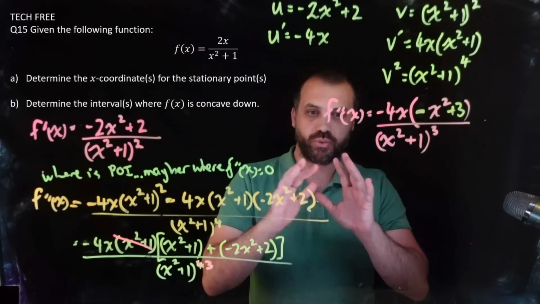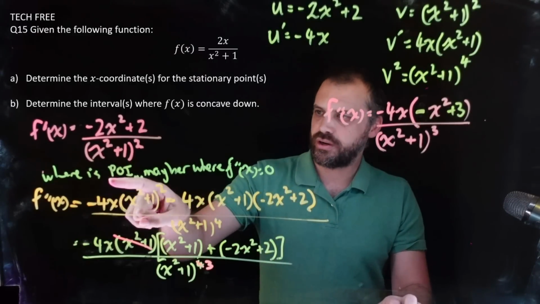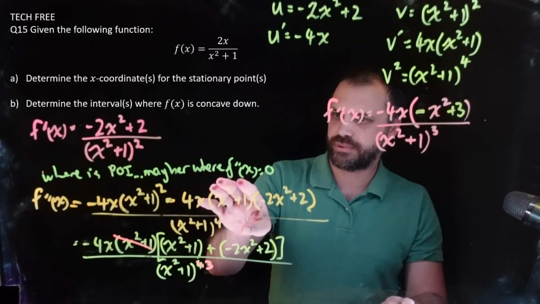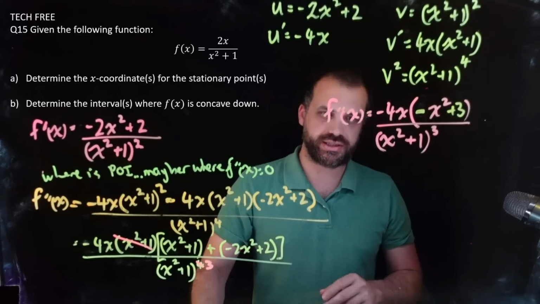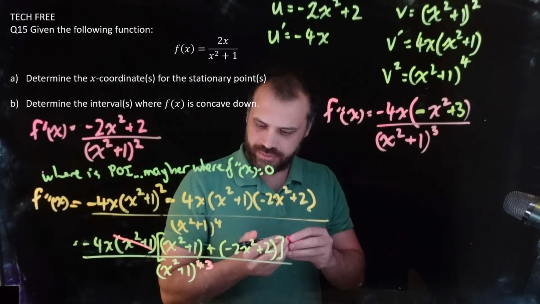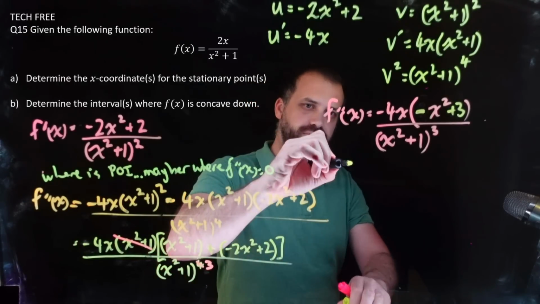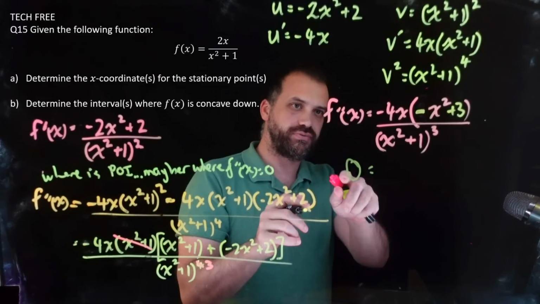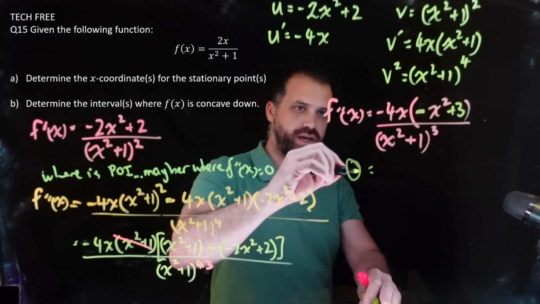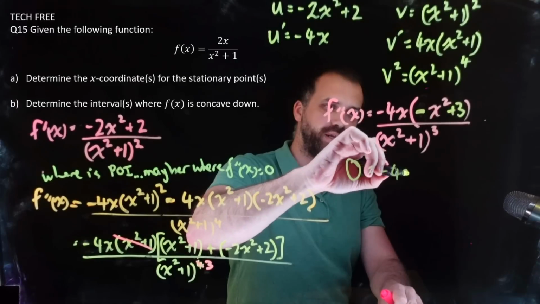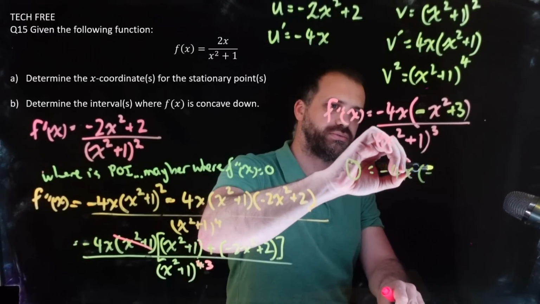All right, so why did I find the second derivative? Where the point of inflection can only happen where f dash dash of x is equal to 0. So same trick that we employed earlier, f dash dash of x is equal to 0. If that's the case, then the numerator would need to be equal to 0.